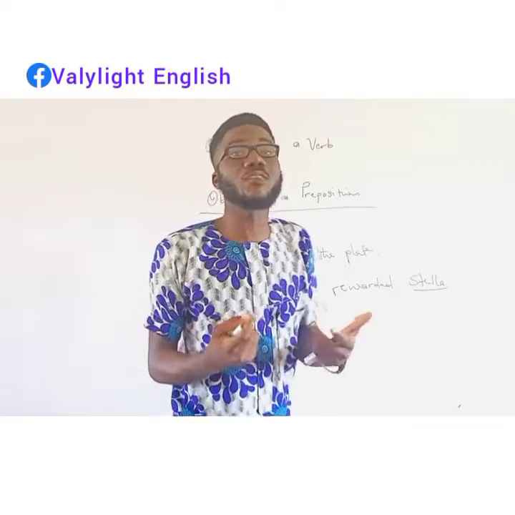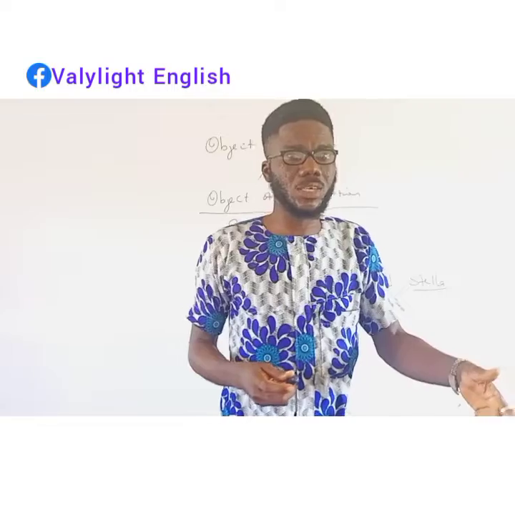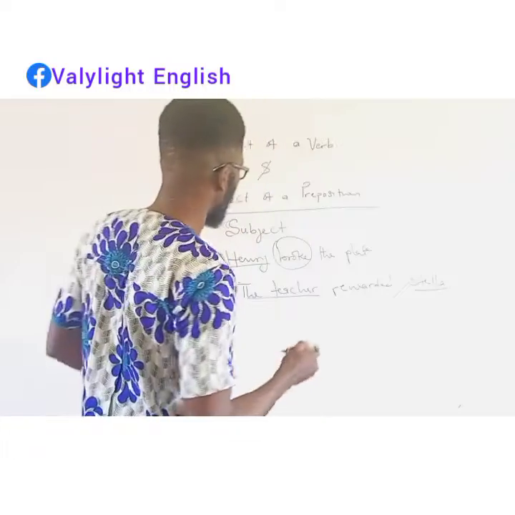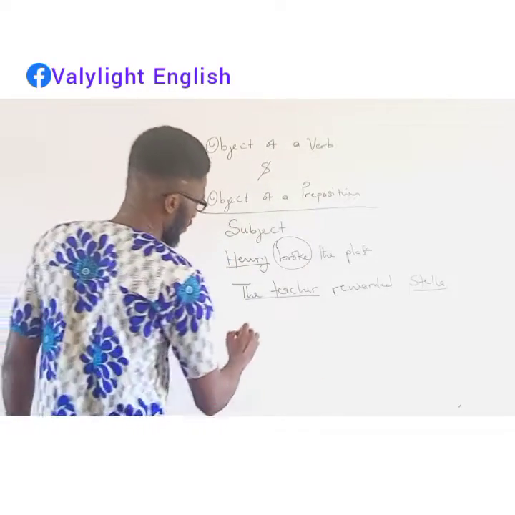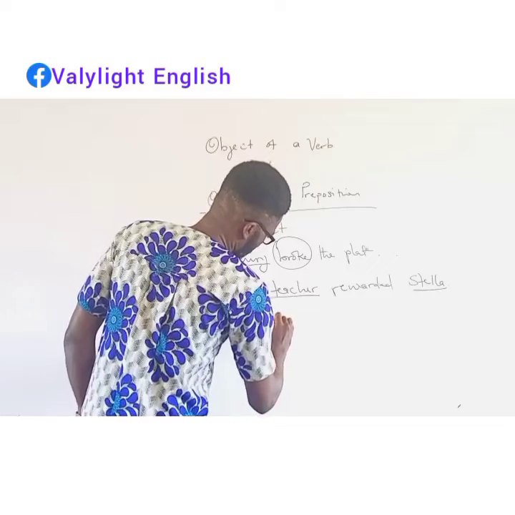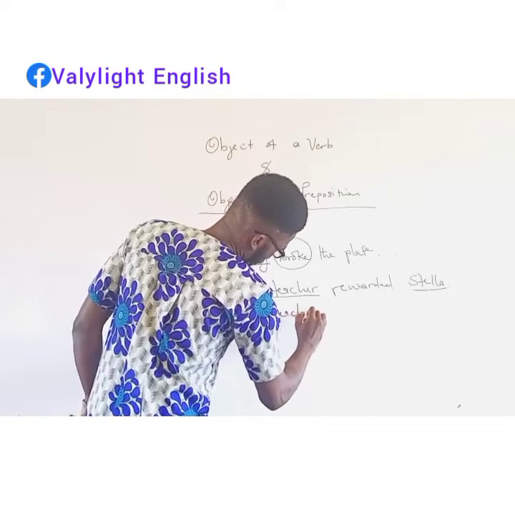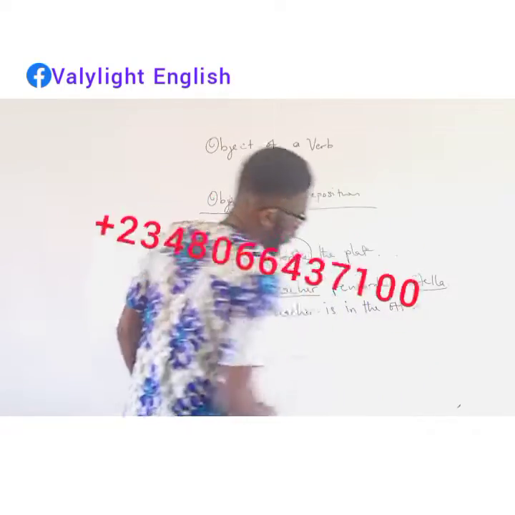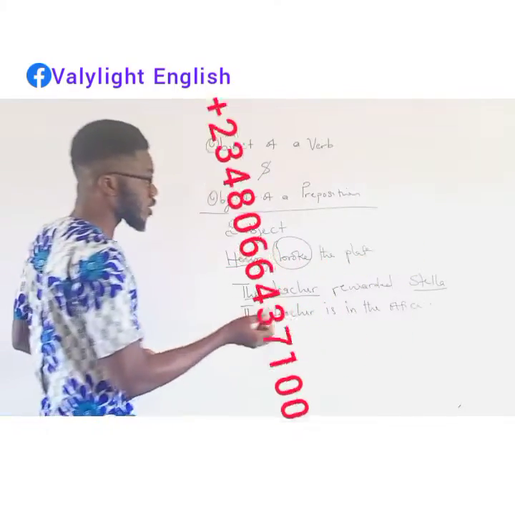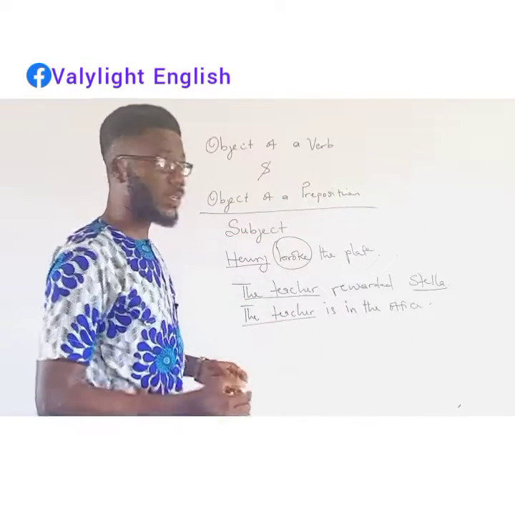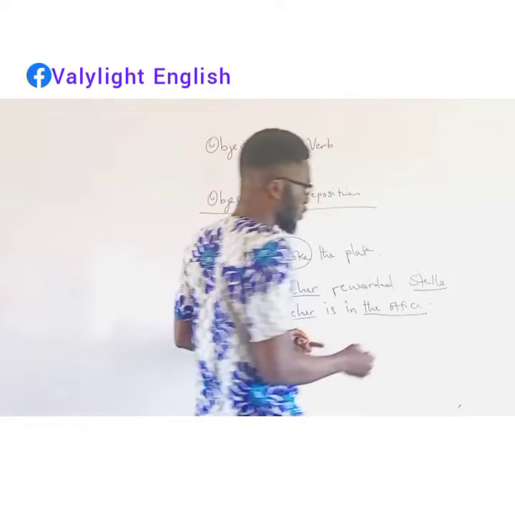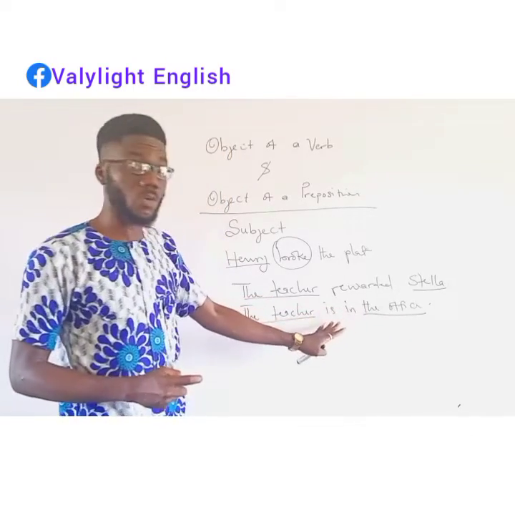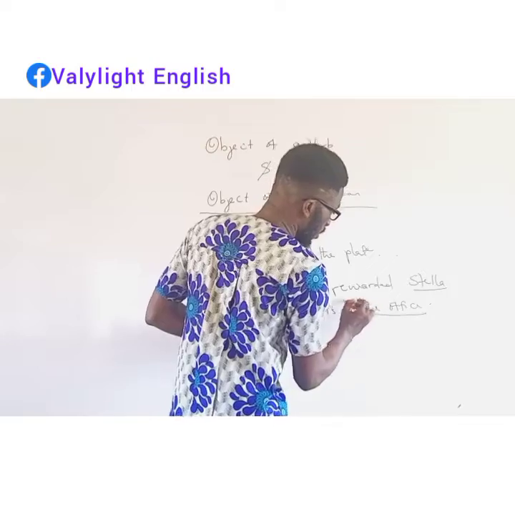There are situations where you have an object, but there is no action being exacted upon that object. Take for instance where you have something like, the teacher is in the office. When you have something like this, the subject of the sentence is the teacher, am I right? Now, you have the office as the object, but it is not the object of a verb because there is no verb in this sentence. So you cannot refer to this as the object of a verb. You rather have it as the object of a preposition.